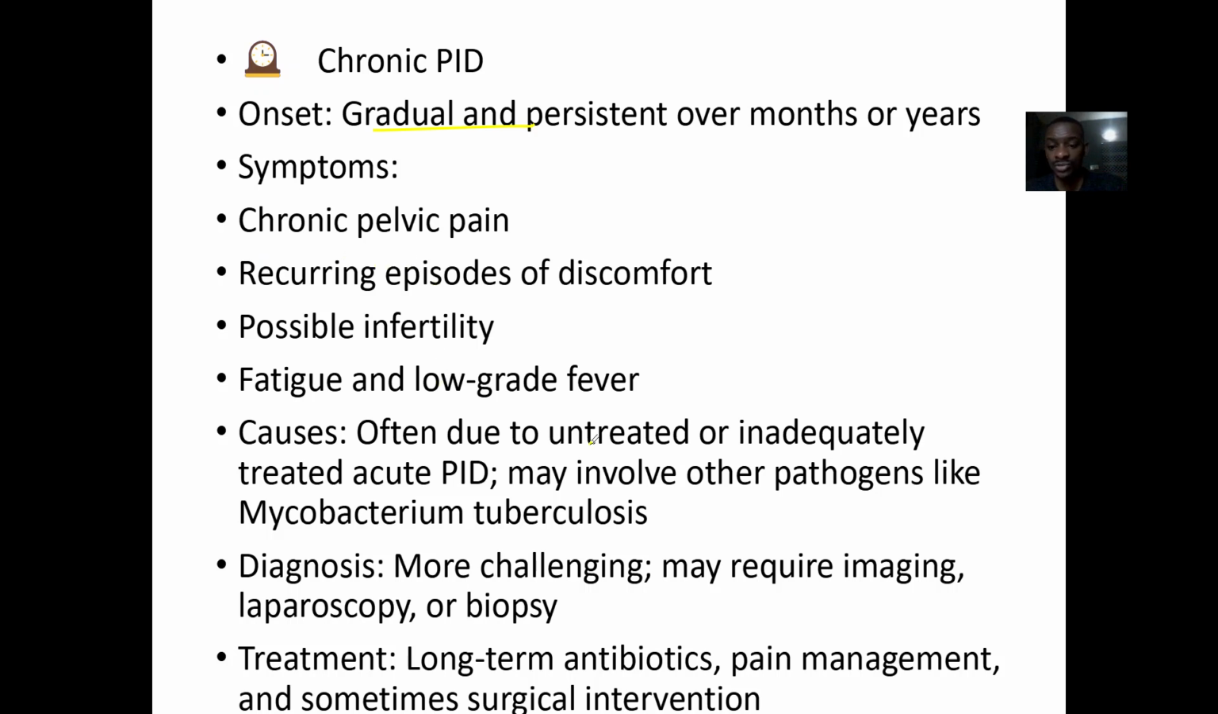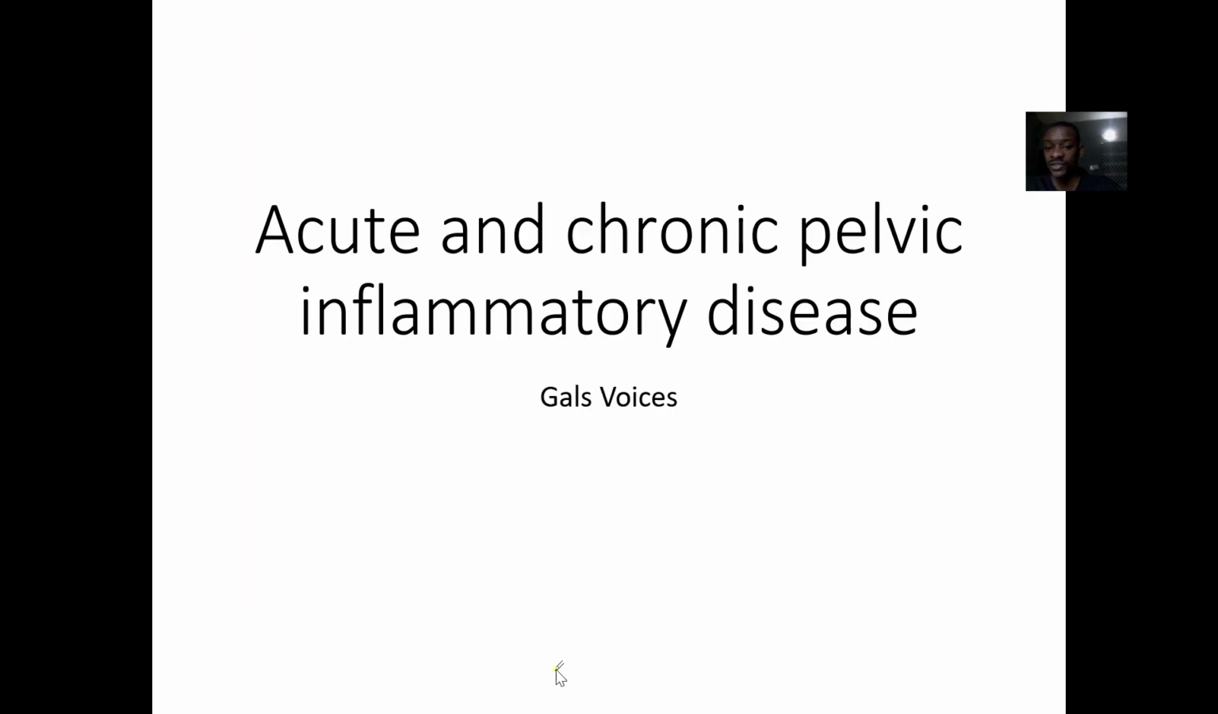So the cause is untreated or inadequately treated acute pelvic inflammatory disease. Diagnosis is challenging, so you might actually need imaging to look at all the damage that has been caused to structures there. For treatment, as the disease is a long-term disease, you also use long-term antibiotics, you know. So that's just it for the difference between these two types of pelvic inflammatory disease, the acute and the chronic type.